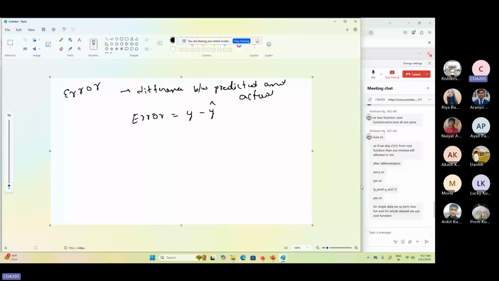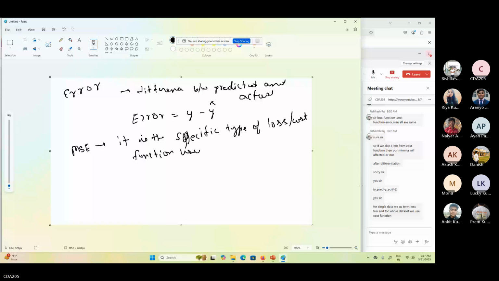और MSE क्या है? It is the specific type of loss or cost function used for regression. Understood?